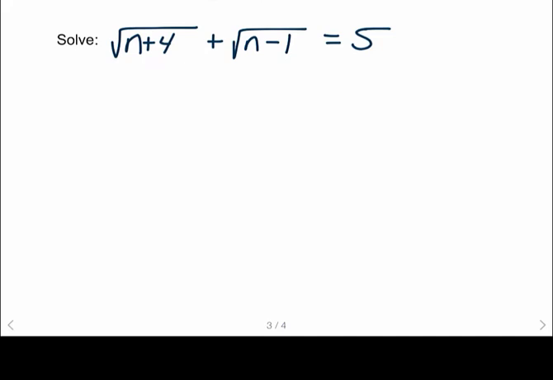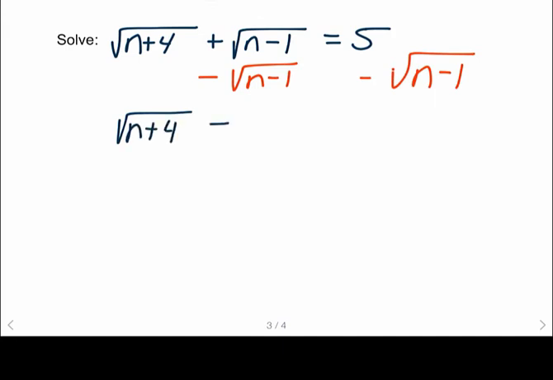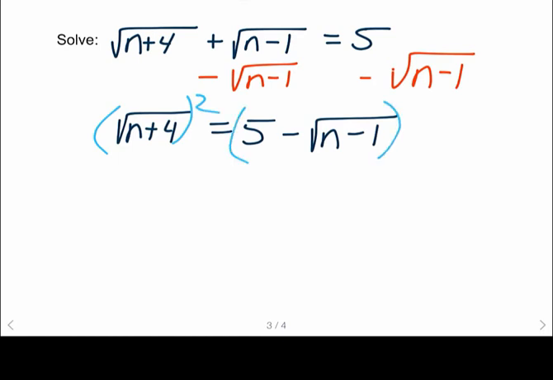I'm going to do so by subtracting the square root of n minus 1 from both sides. Now, I don't have like terms, so it's not going to be pretty or nice, but it won't be as bad as what we just saw. And here we have the square root of n plus 4 is equal to 5 minus the square root of n minus 1. Now I'm comfortable squaring both sides. We're still going to have that squaring of a binomial on the right-hand side because we have the binomial 5 minus the square root of n minus 1.